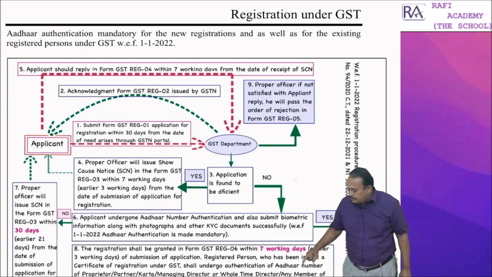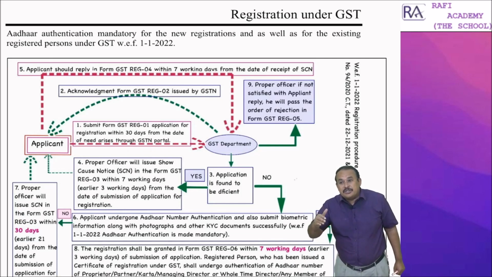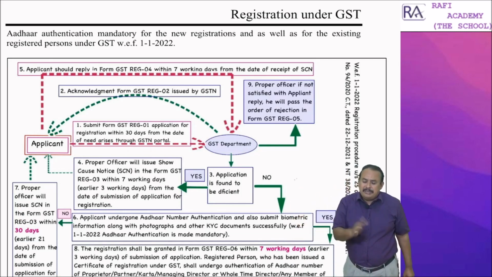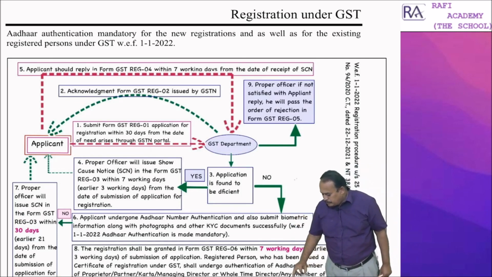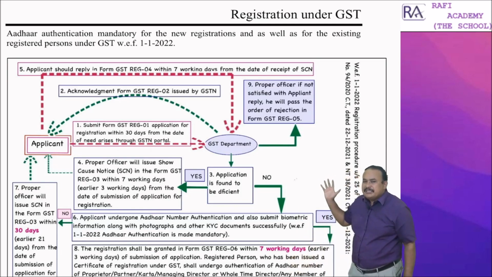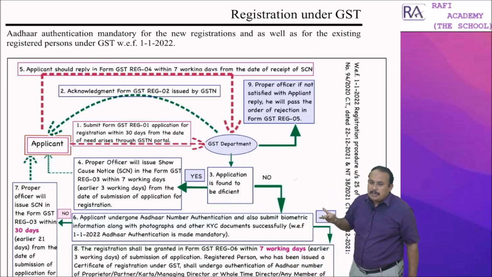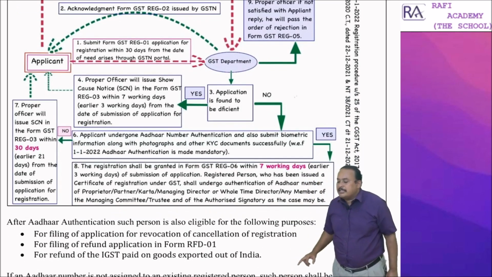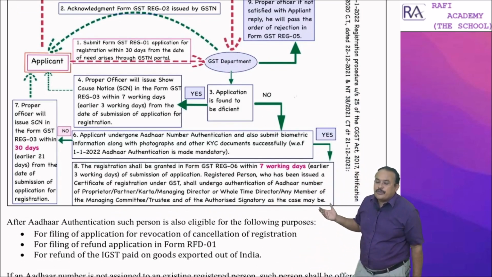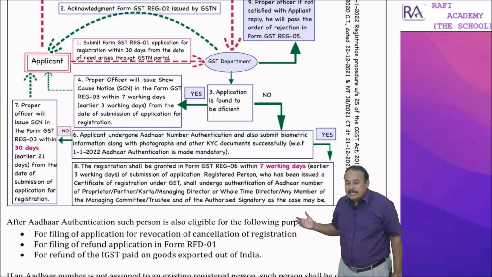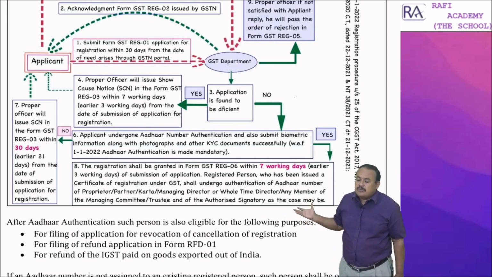In this regard, the physical verification of the premises of the applicant by the department is ruled out. Meaning thereby, if you refer to this process, all this I referred in regular class. Now presenting here the concept: if the application made by the applicant is found to be in order, no deficit is there, and the applicant has undergone Aadhaar authentication and also biometric information along with the photograph and other KYC documents successfully, then GST REG 06, namely the certificate of registration, will be granted within 7 working days.